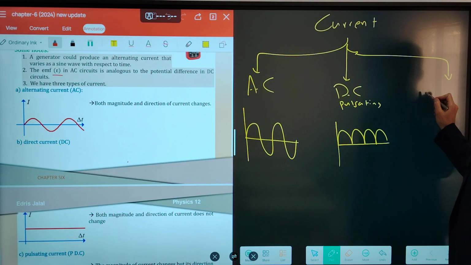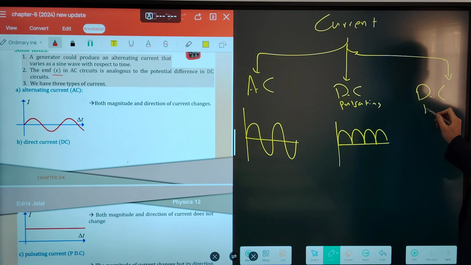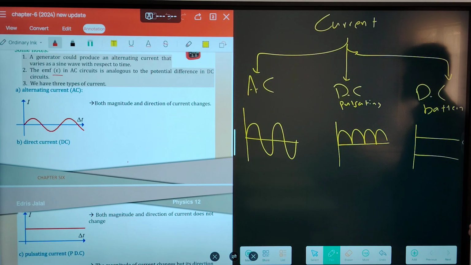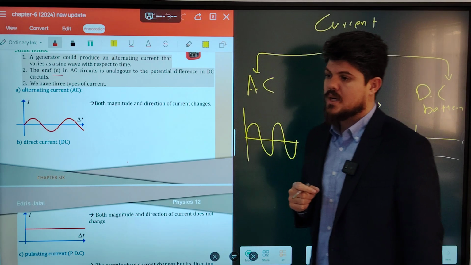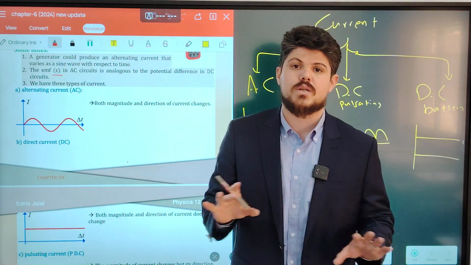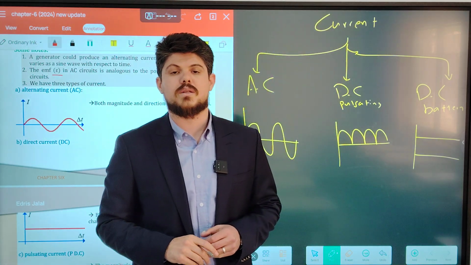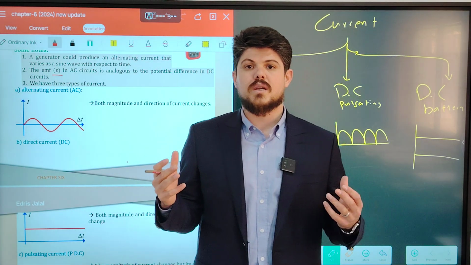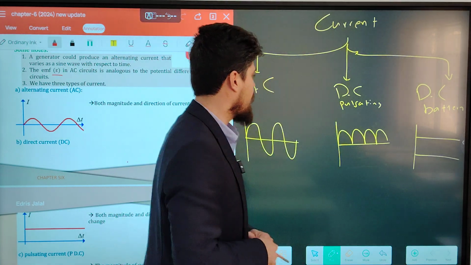And the third type of current is the DC battery. In a DC battery, neither the magnitude nor the direction of the current changes. Neither magnitude nor direction changes in DC current, like the current of a battery.